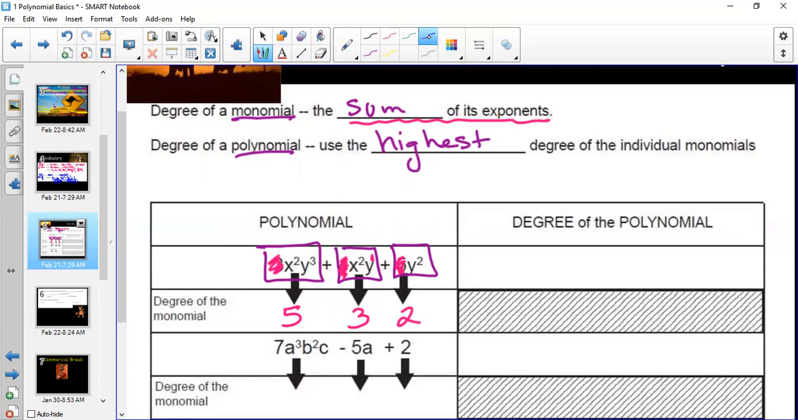Okay, so that was the degree of each monomial. Now, to find the degree of the polynomial, so the whole thing, it's the highest degree of each of those monomials. So in this case, 5 was the highest, so this polynomial has a degree of 5.